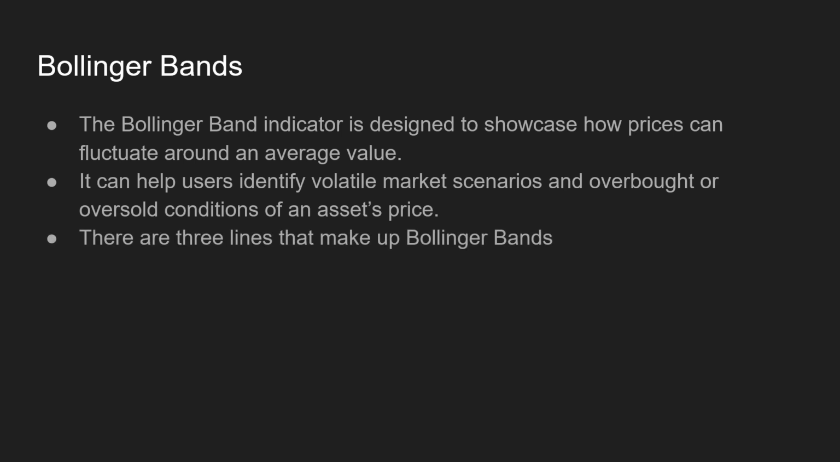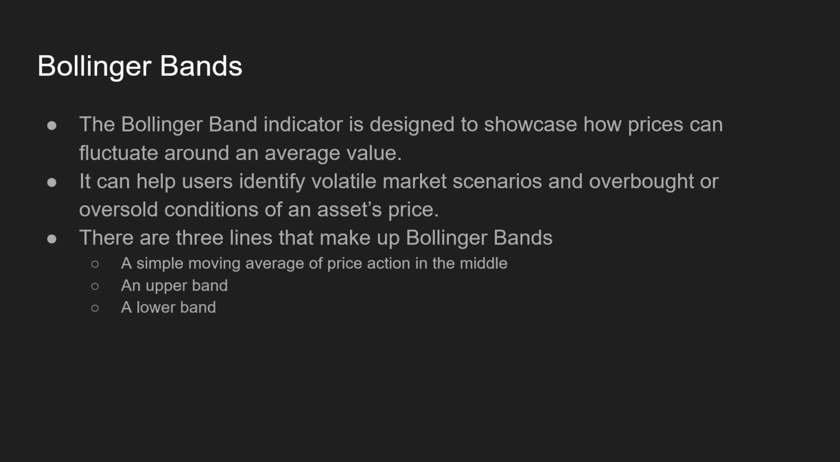There are three lines that make up Bollinger Bands: a simple moving average of price action found in the middle, an upper band, and a lower band.